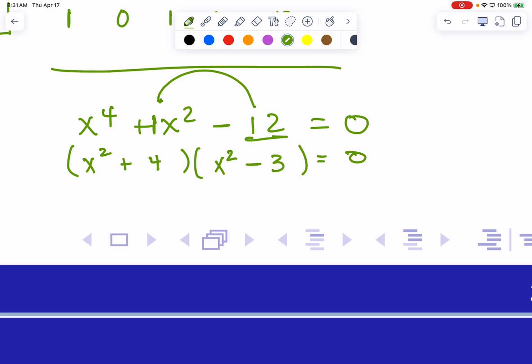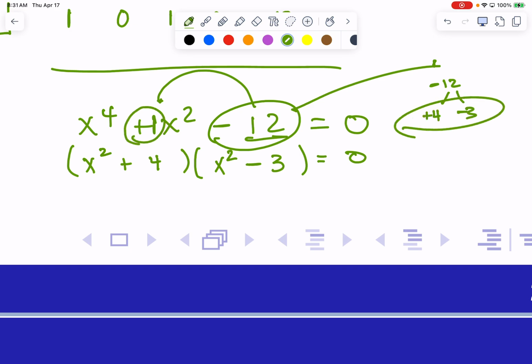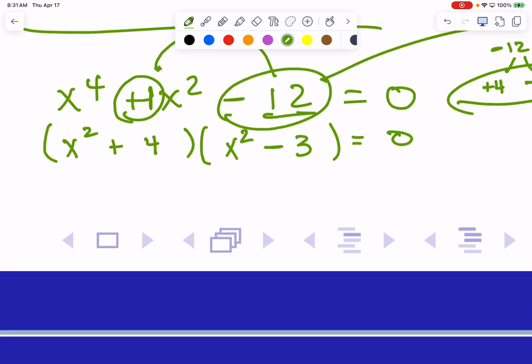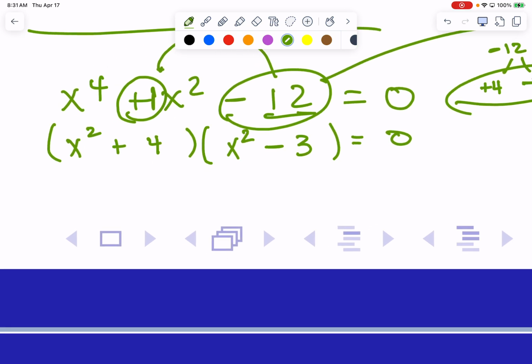There we go. It factored. Does everybody agree? Make sure you can factor, or you're screwed on this test. It's x squared plus 4 and x squared minus 3: factors of negative 12 that add up to give me a positive 1. That'd be a positive 4 and a negative 3. Does that add up to give you positive 1? Yes. Now, can I set each one of these equal to 0 since they're x squareds?